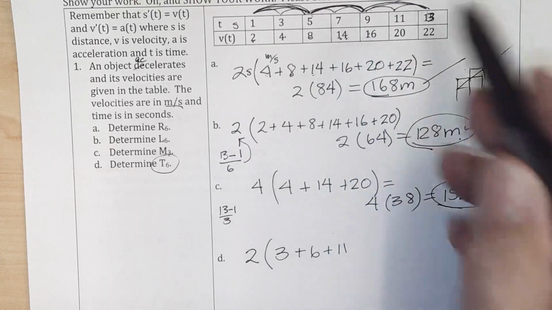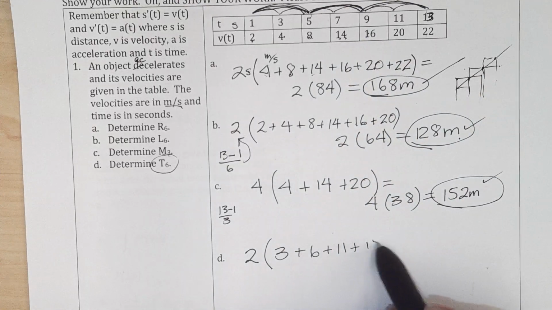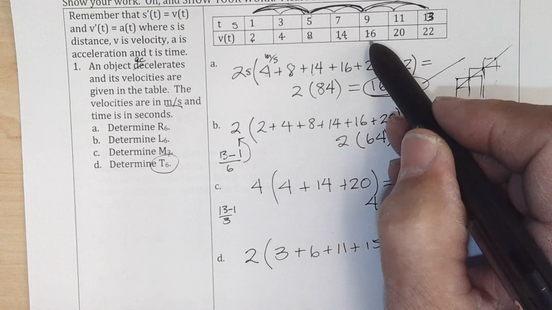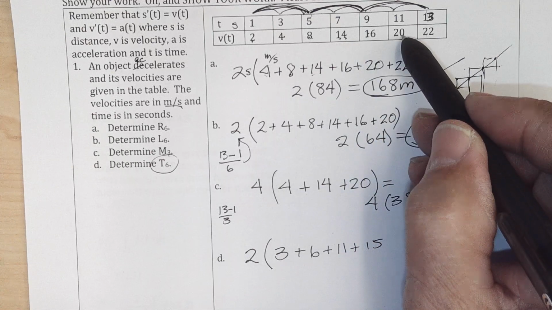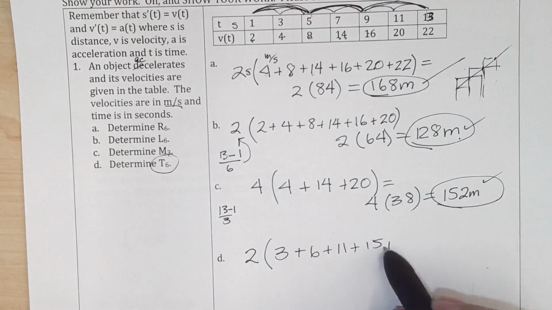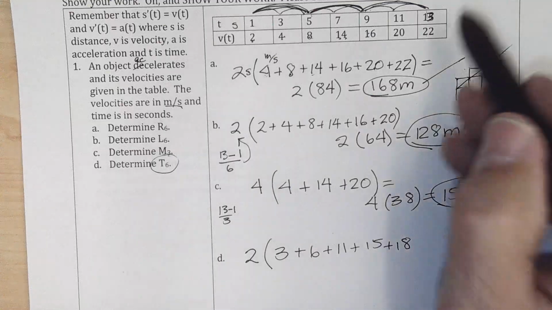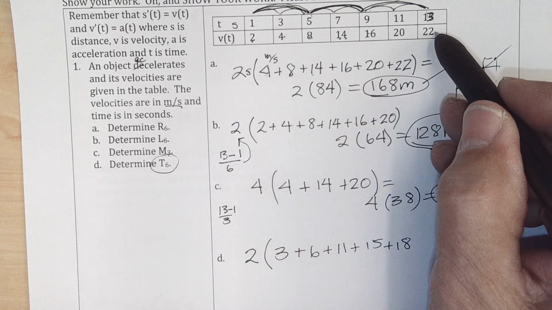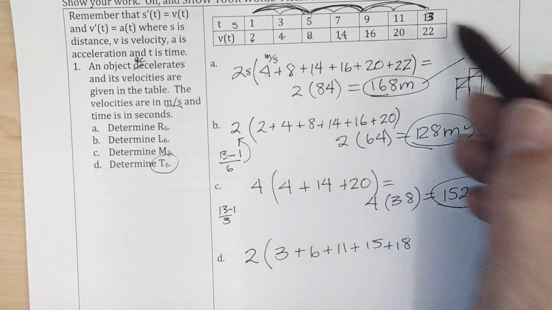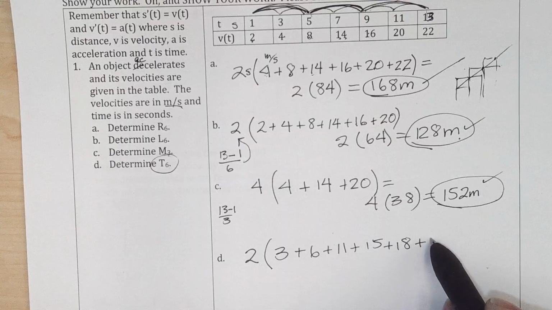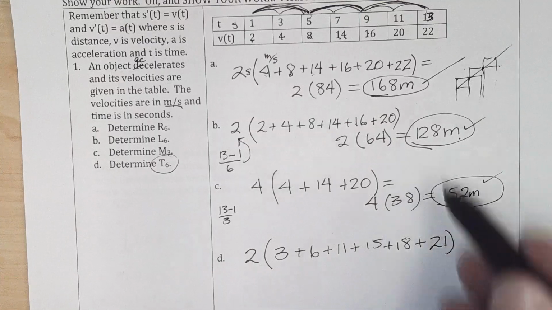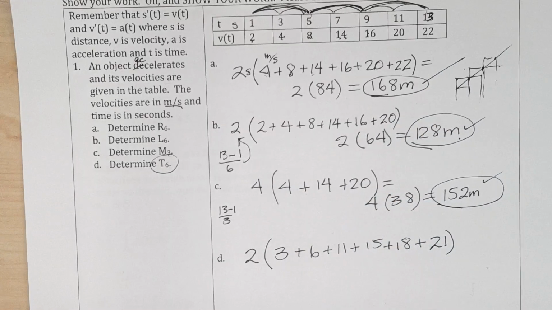14 and 16 is 30, and half is 15. 16 and 20 is 36, and half is 18. And 20 plus 22 is 42, half is 21. Or 21 is halfway between 20 and 22. And this would be the trapezoid.